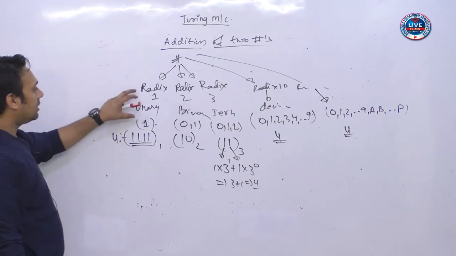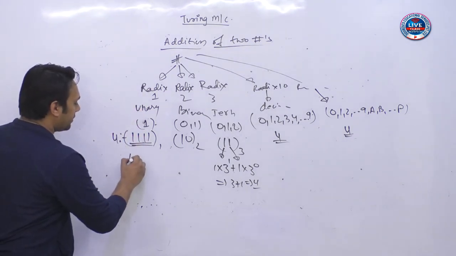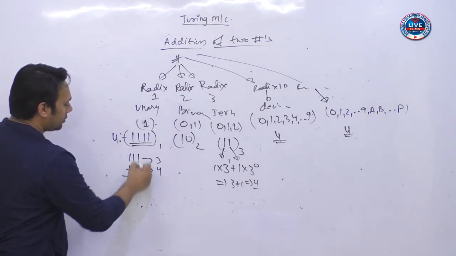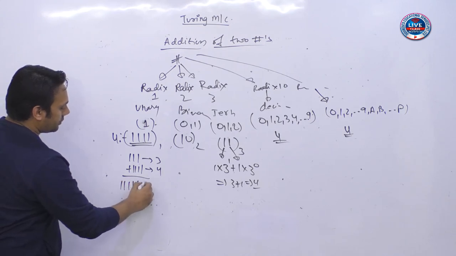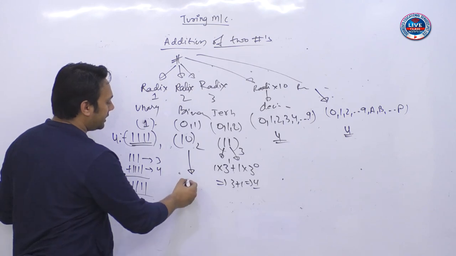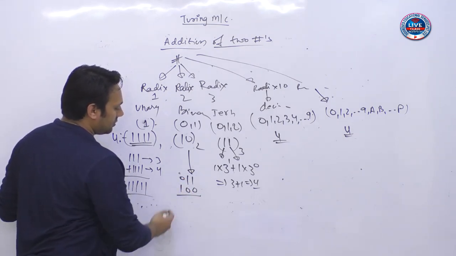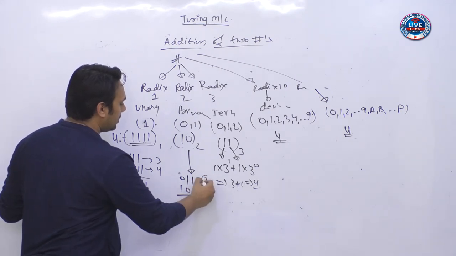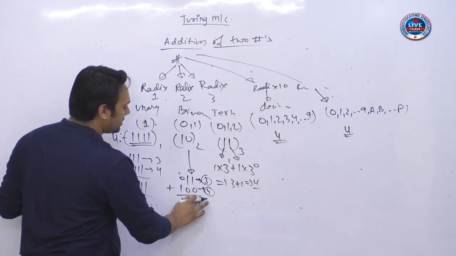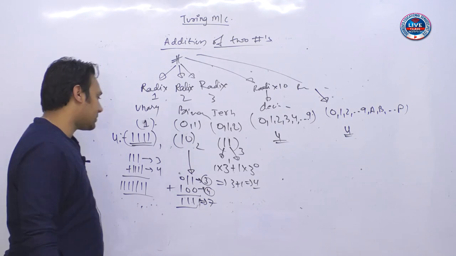So if you are performing addition in unary, what you will do is, you add 1 1 1 and 1 1 1 1, so this is the number 3 and this is the number 4, so the result will be 7. Okay. In binary, if you add number 3 and 4, number 3 can be represented by 1 1 and number 4 can be represented by 1 0 0, so this is 3 and this is 4. If you add both of them, the result will be 1 1 1, which is represented as 7. So the result is 7, and here also we can perform the same operations.